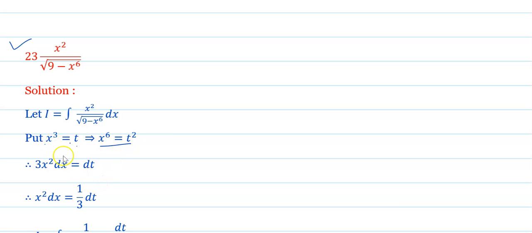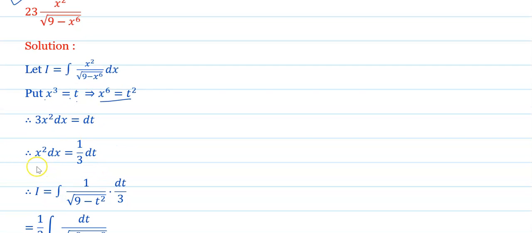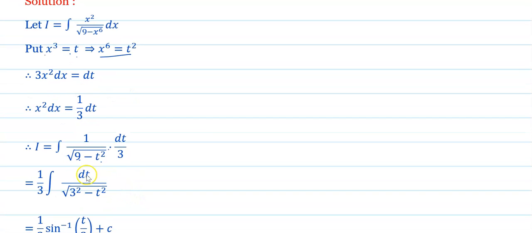T square. Now the derivative of x cube is 3x square, so 3x square into dx is equal to dt. And hence x square into dx is equal to 1 by 3 into dt, that is dt by 3. And hence I is equal to integral 1 upon root of 9 minus t square into dt upon 3. Now 9 means what? 3 square. Take 1 by 3 outside the integral: dt upon root of 3 square minus t square.